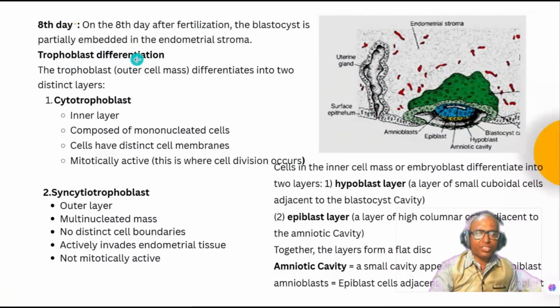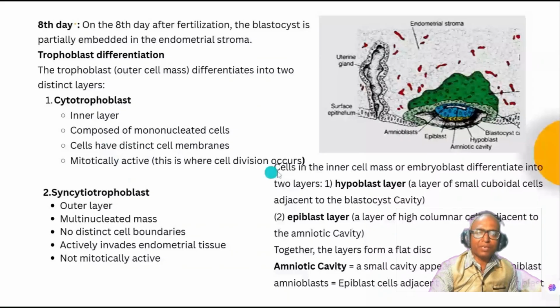The trophoblast differentiates into two distinct layers. Okay, so this is another change which is happening, the cytotrophoblast and the syncytiotrophoblast. The trophoblast is of two types. One is a cytotrophoblast and another is a syncytiotrophoblast. The cytotrophoblast is the inner layer. It is composed of mononucleated cells. Cells have distinct cell membranes and they are mitotically active. This is where the cell division happens.